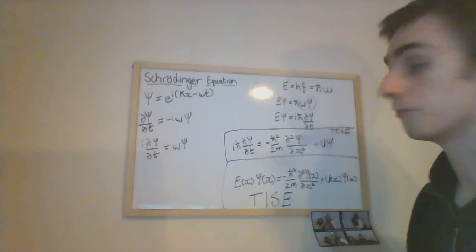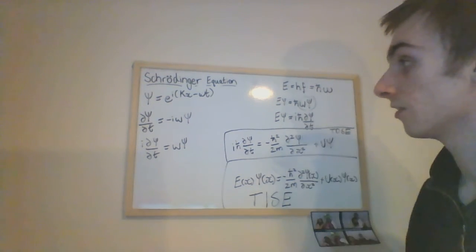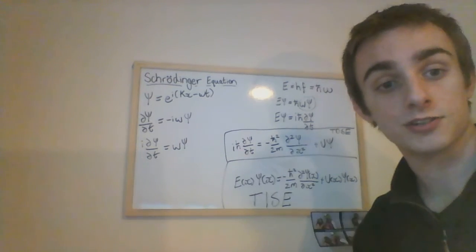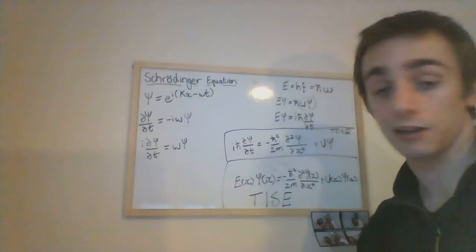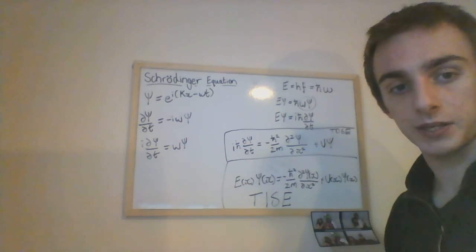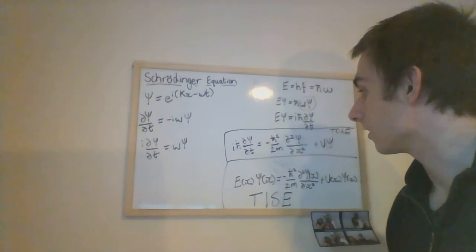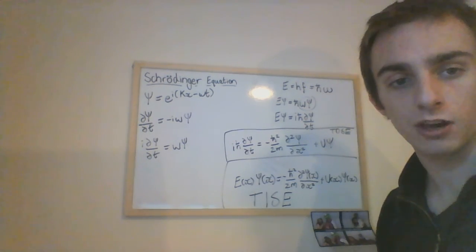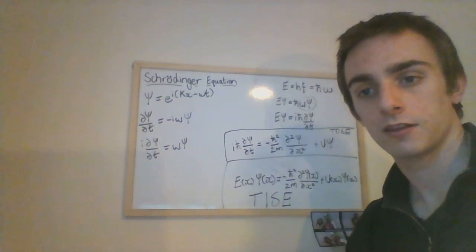All derived from little things we know from high school. E equals hf, some simple differentiation, the square root of minus 1. All these little things come together to make this big scary thing, which is less scary now, I hope. And yeah, tomorrow we'll look at how we can use this in an infinite potential well. There we go.